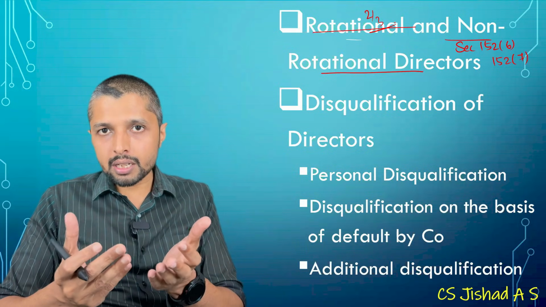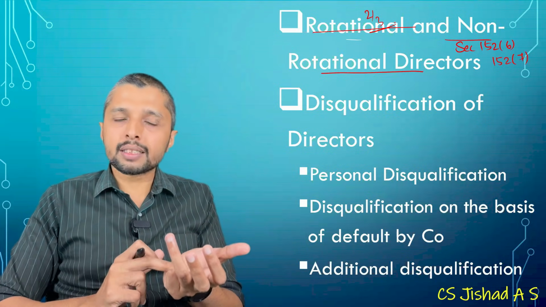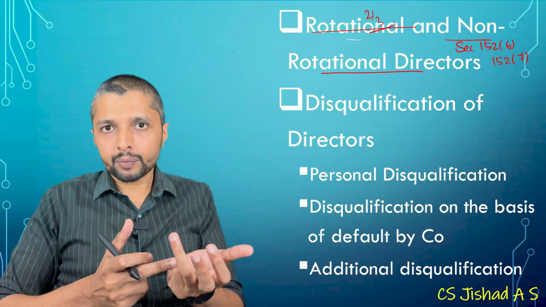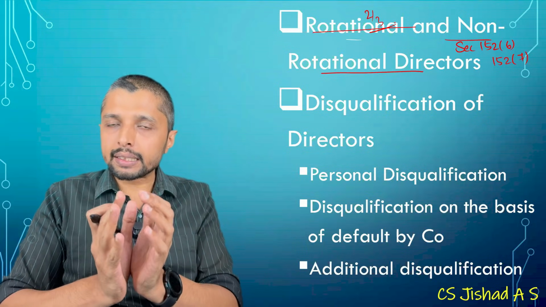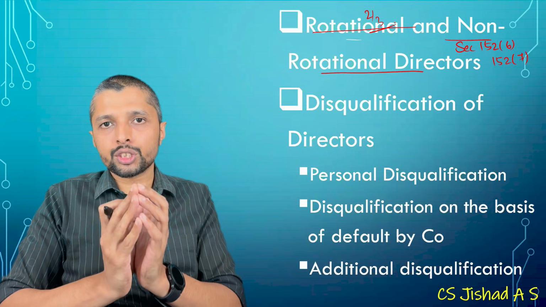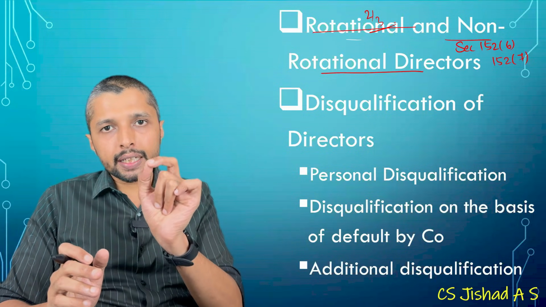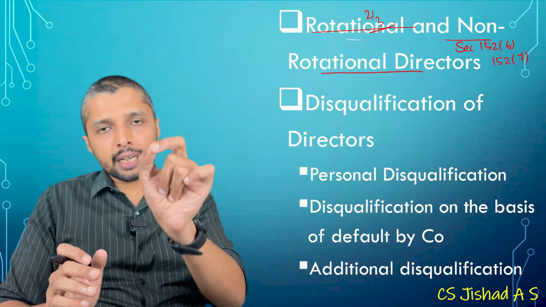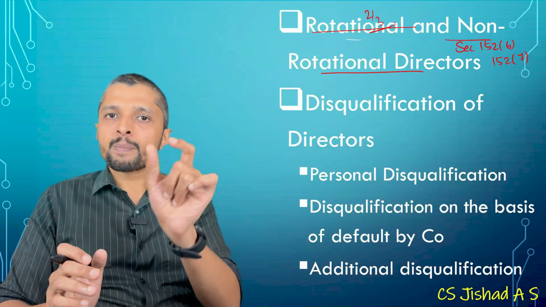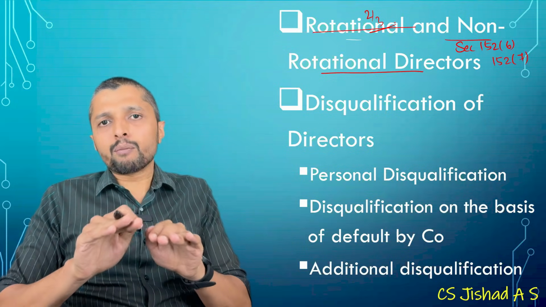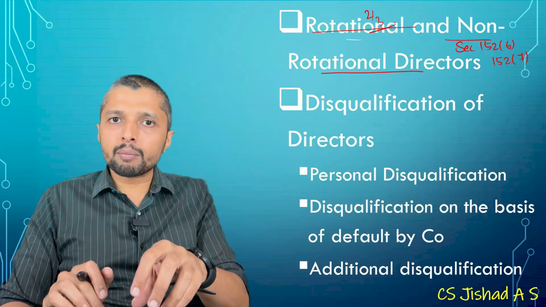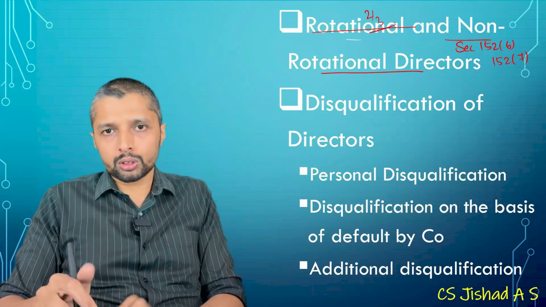So who will be rotating? The director who has been longest in office will be retiring. So 6 directors are rotational, out of which 1/3 will be retiring at every AGM, and the ones retiring are the directors who have been longest in office. If everyone was appointed on the same day, it will be by mutual agreement or by drawing lots.